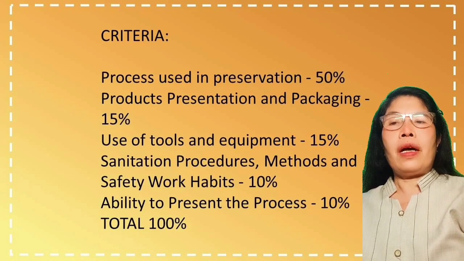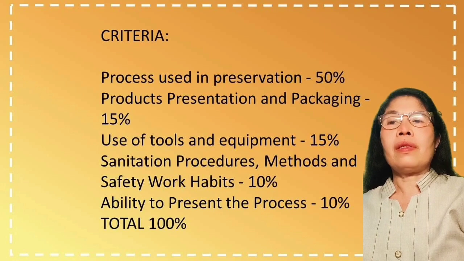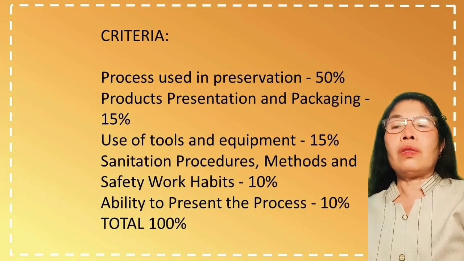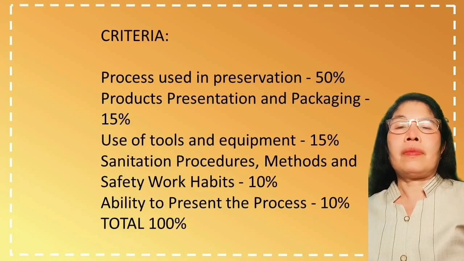The criteria for daing na bangus: 1. Process used in preservation, 50%. Next, product presentation and packaging, 15%. The use of tools and equipment, 15%. Sanitation procedures, methods, safety work habits, 10%. Ability to present the process, 10%. Then the total is 100%.